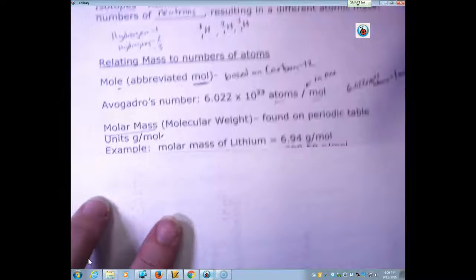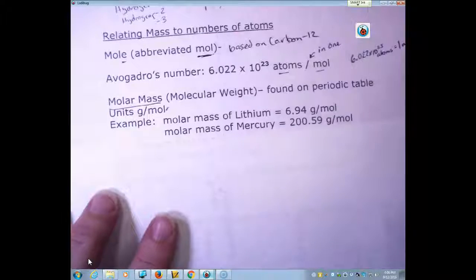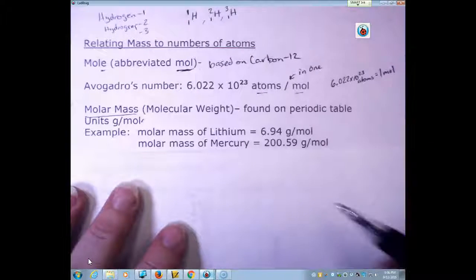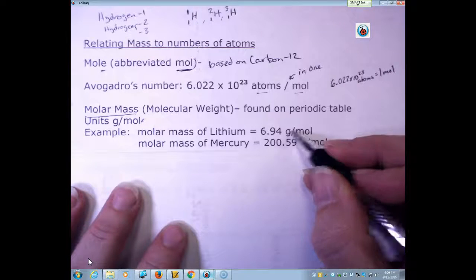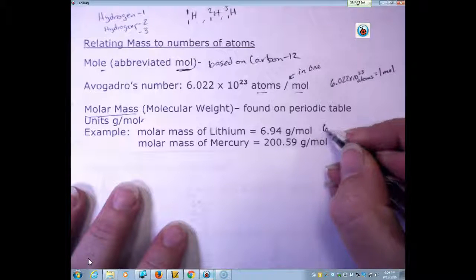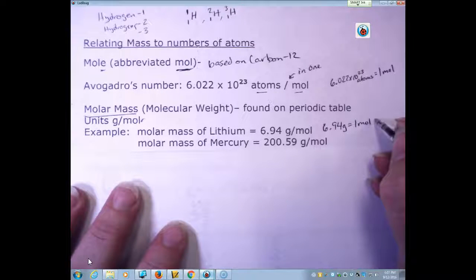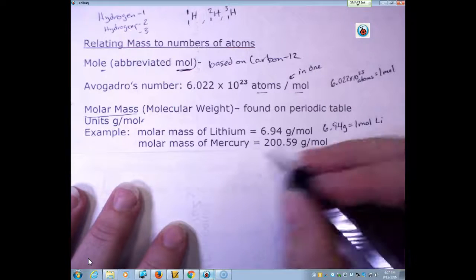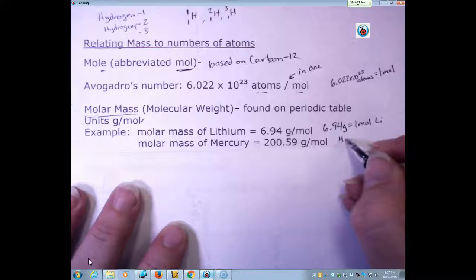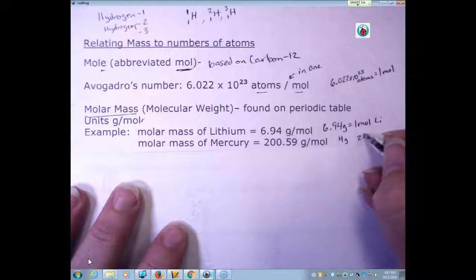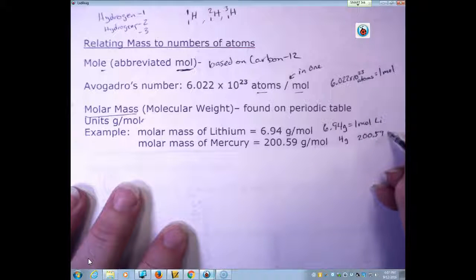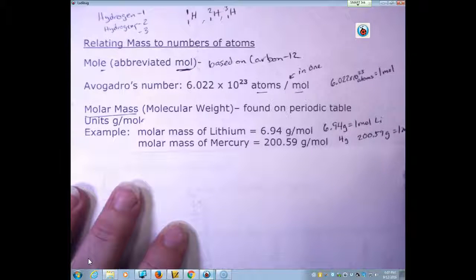All right. Here are a couple of examples. You can see I wrote these just off the periodic table. Lithium: there are this many grams of lithium in 1 mole of lithium. So we can also write it this way: 6.94 grams equals 1 mole of lithium. And this is mercury, Hg, number 80 on the periodic table. And it has a molar mass of 200.59 grams in 1 mole. And again, this converts from grams to moles or moles to grams.